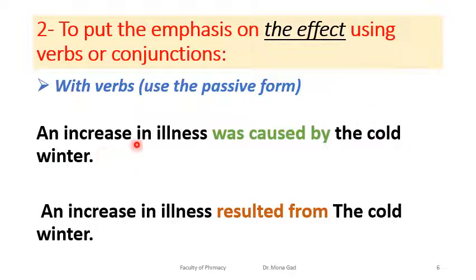So here, when I start with the effect, this means that I'm going to put the emphasis on the effect. Here I'm using the verb but in the passive form. An increase in illness was caused by the cold winter. An increase in illness resulted from the cold winter. I think it's clear. Let's now see how to put the emphasis on the effect using the conjunctions.